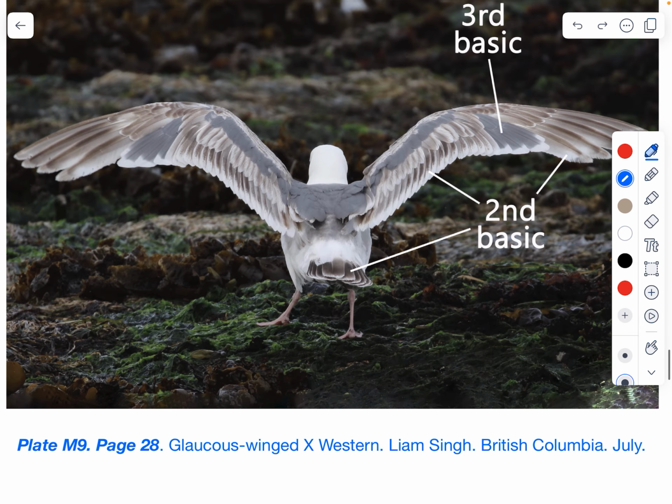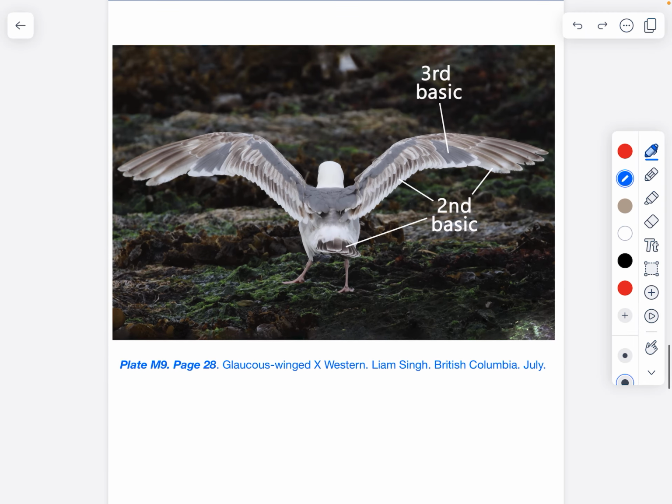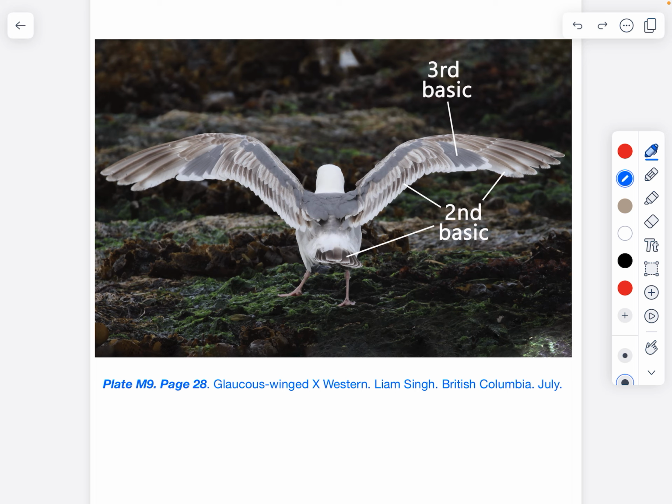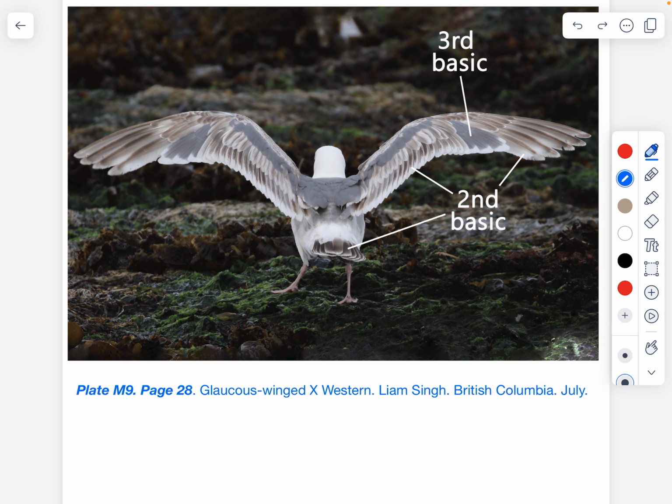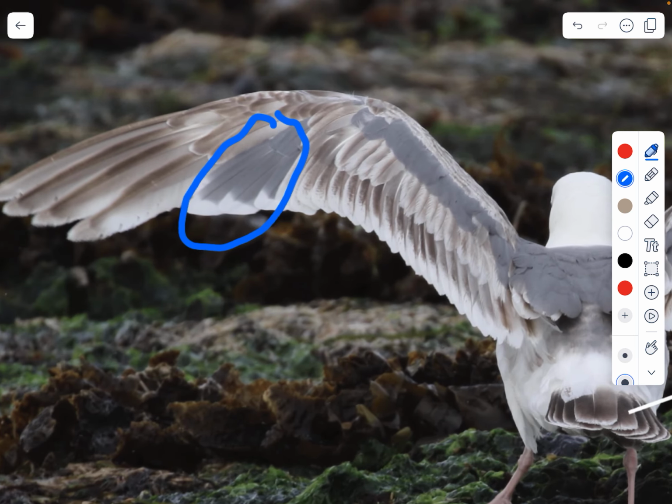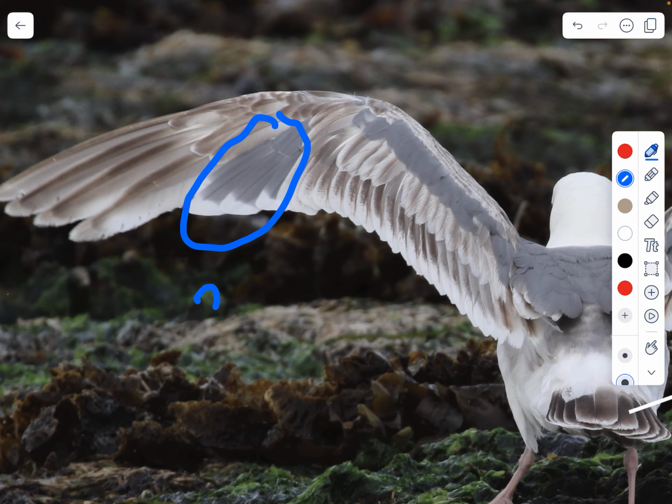So the molt from second cycle to third cycle is the third prebasic molt, and you'll notice in this July bird, photographed by Liam Singh on Vancouver Island, the third generation flight feathers are really obvious. They have these broad white tips with adult-like gray centers. So these are third basic, produced by the third prebasic molt.